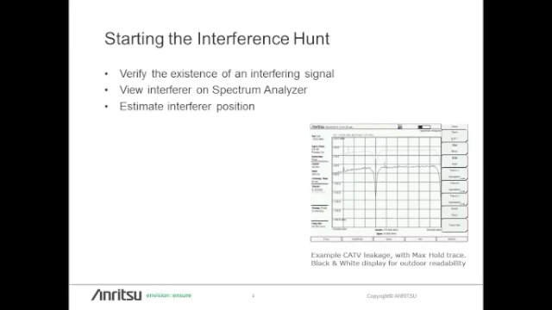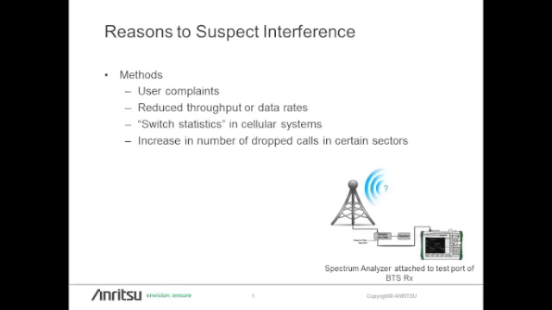But in general, you do need a good noise floor. So if you want to see low-level signals, if you're far away from the position of the interferer, you have to have a good noise floor and good resolution in order to be able to, quote unquote, see the interferer. And then you want to be able to estimate the interferer position. So there's different methods that can be used to do that estimation.